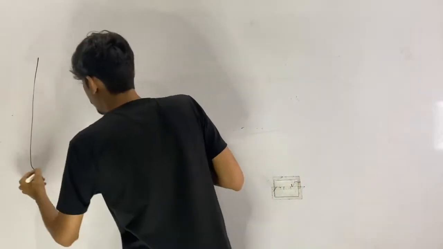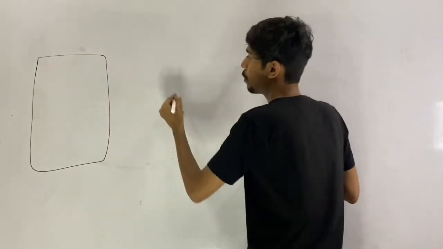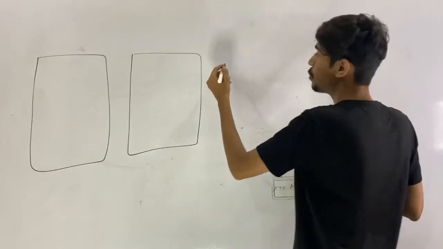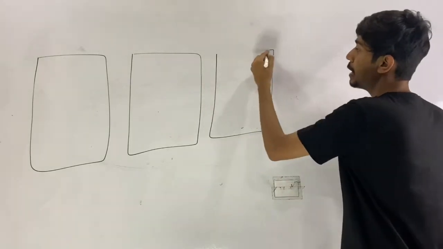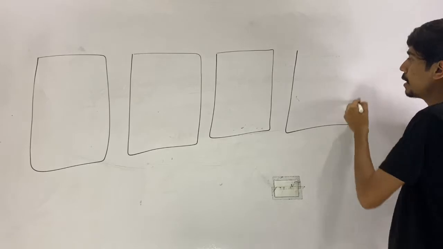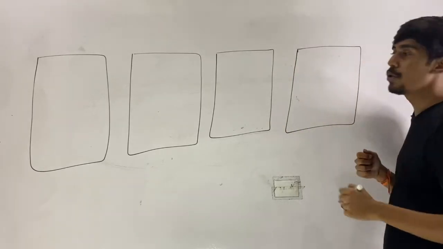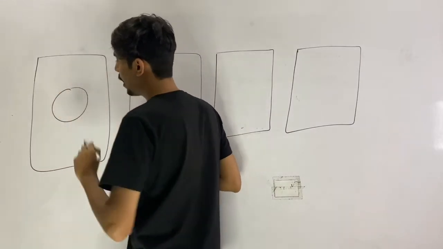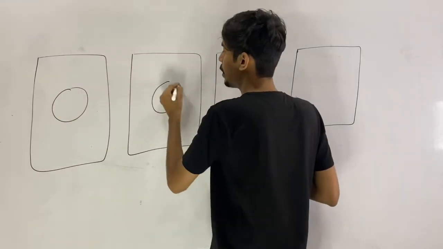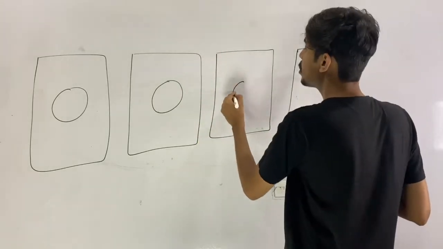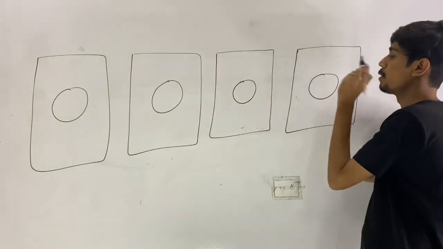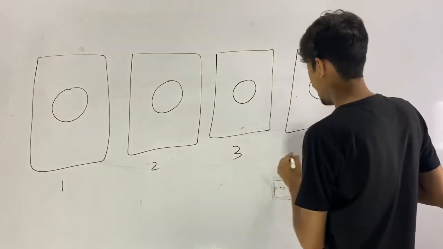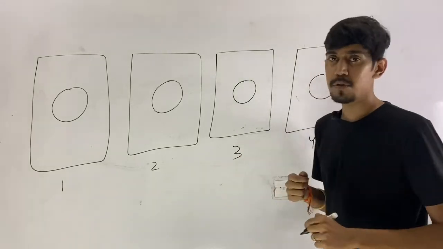This is individual 1. This is individual 2. This is individual 3. And this is individual 4. So these are the 4 individuals. And let us suppose that this is the RBC of individual 1, this is the RBC of individual 2, this is the RBC of individual 3, and this is the RBC of individual 4. So these are the 4 individuals that we have.